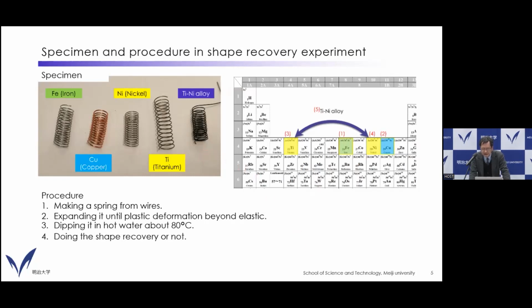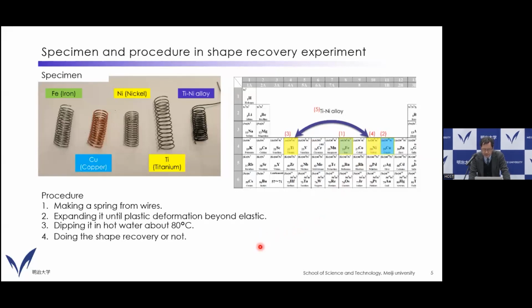We'd like to see the elements of the specimens in the periodic table. This is the periodic table. Iron is here. Copper is here. Titanium is here. Nickel is here. All these elements are classified as transition metals, and these metals show plastic deformation beyond the elastic limit. Please look at the combination of titanium and nickel. I provide a titanium nickel alloy for the experiment as a representative of shape memory alloy.